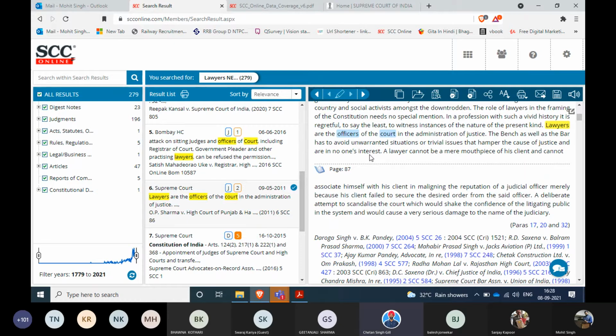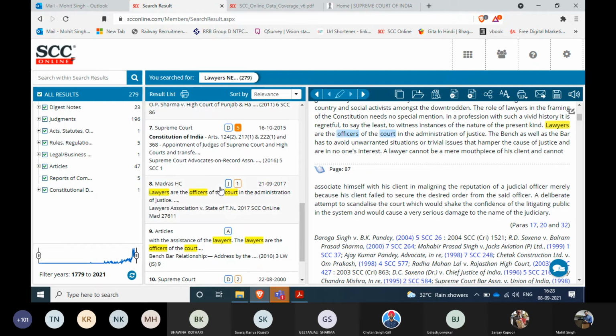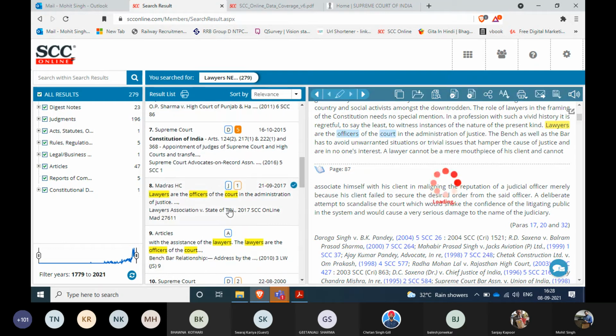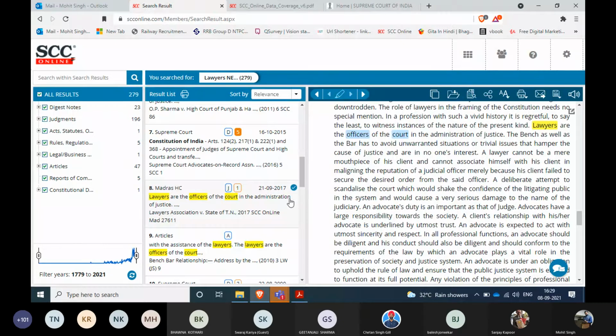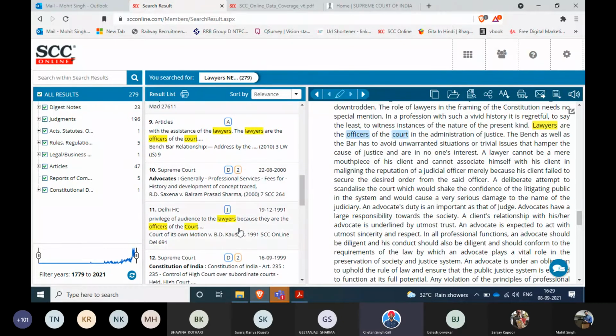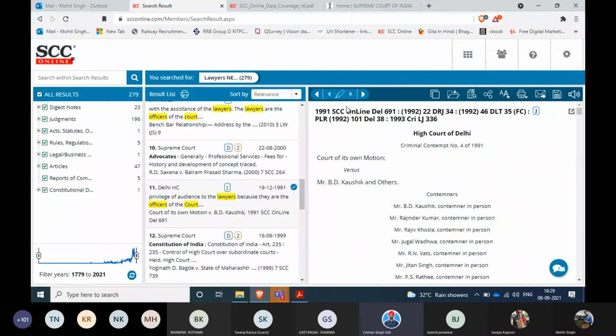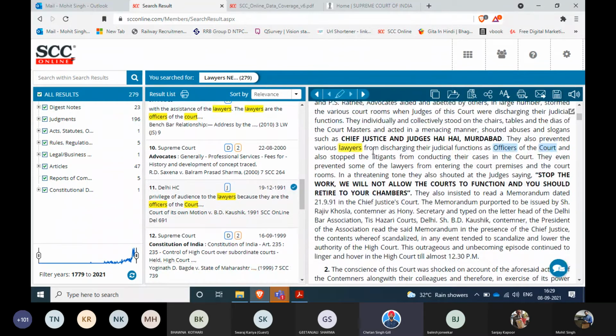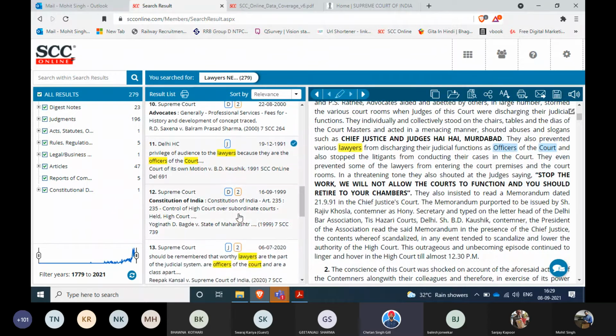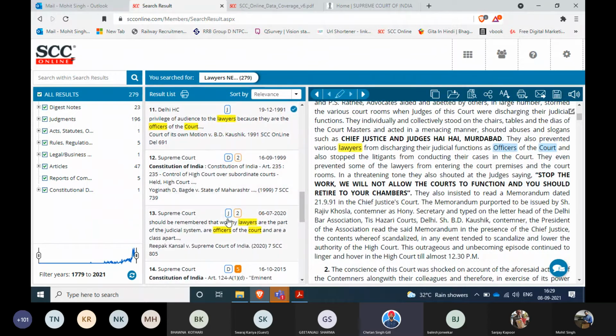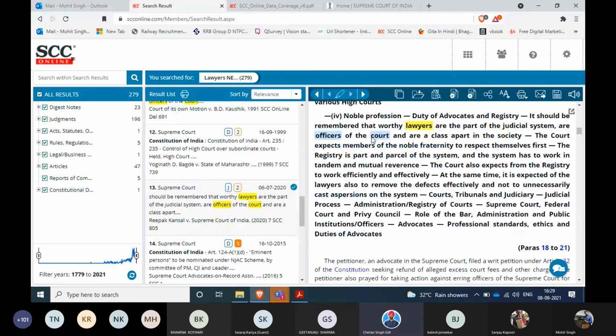And there we have it, lawyers as officer of court. Mohit, could you show us any other way that this statement was being written? It's the same statement. Could you please scroll down further? The 11th one would be a good one to show. It says, they also prevented various lawyers from discharging their judicial functions. Click on that point. So they say lawyer the part of judicial system and other officer of the court. Meaning the same, but with a few extra words, the sentence has changed, right?